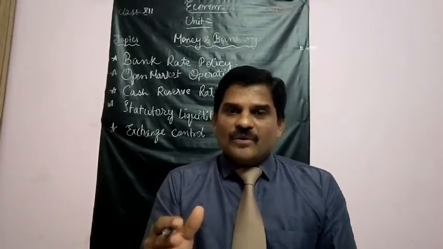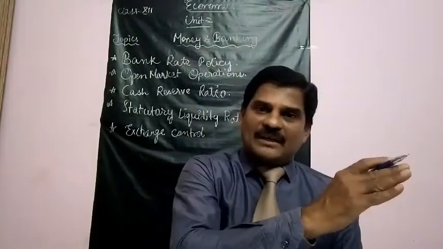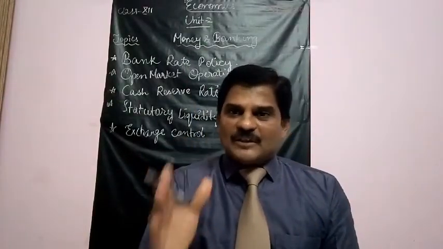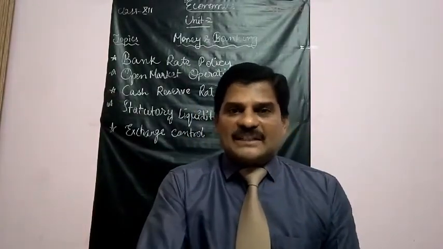The part of the ratio which is kept by the commercial banks with the central bank is called the cash reserve ratio. That amount which the commercial banks keep with the central bank is called the cash reserve ratio. The other part which is kept by the banks themselves is called the statutory liquidity ratio.